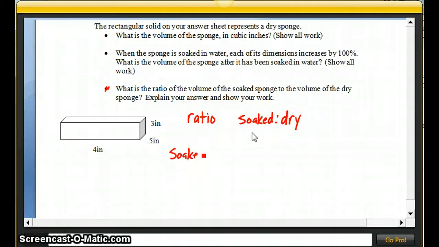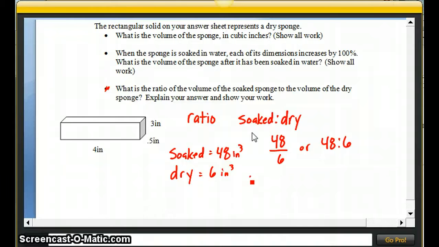So there's a few different ways that you can write a ratio. You can write it as a fraction. We can write it as 48 over 6. We can write it using a colon in between, where we have 48 to 6. You can also write it in words if you wanted to, literally 48 with the word to, T-O, 6. But either way, we need to simplify this ratio.